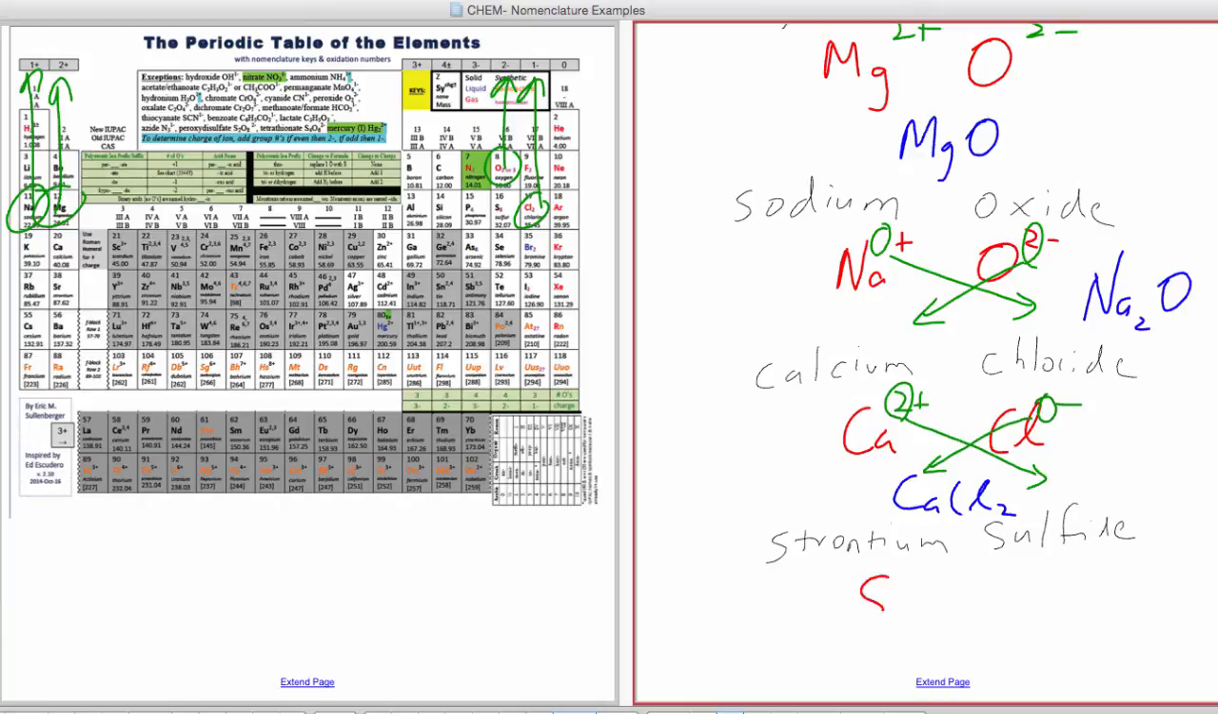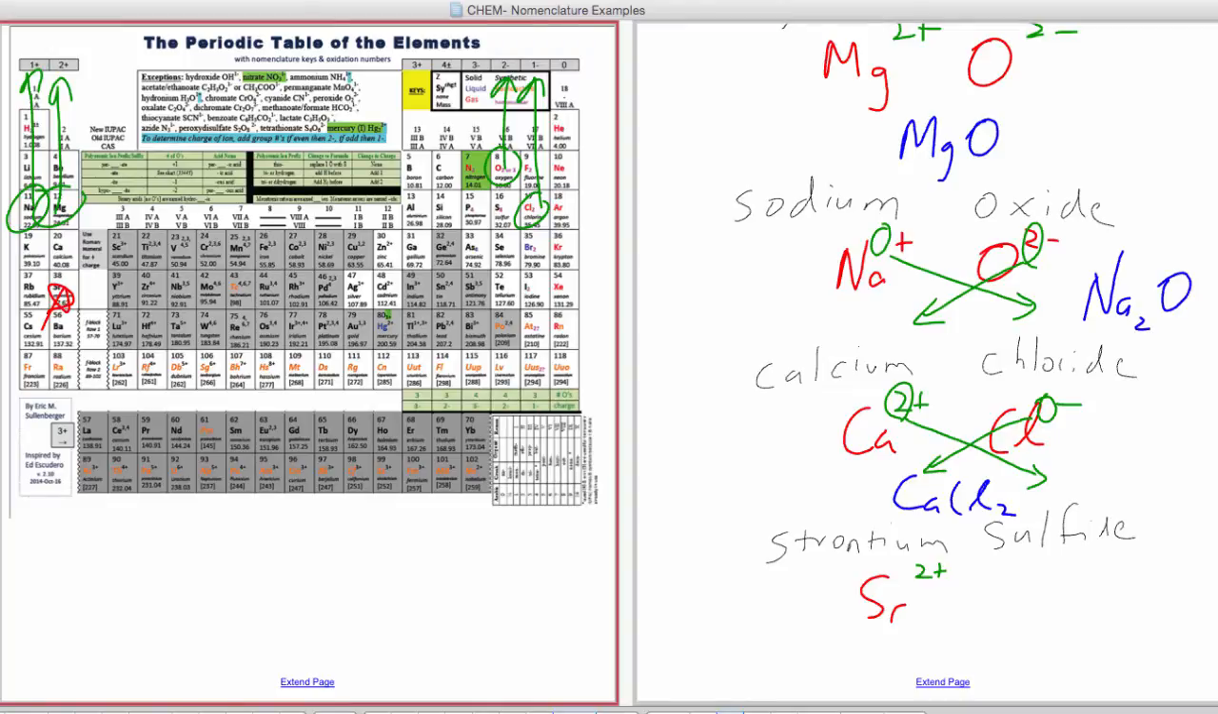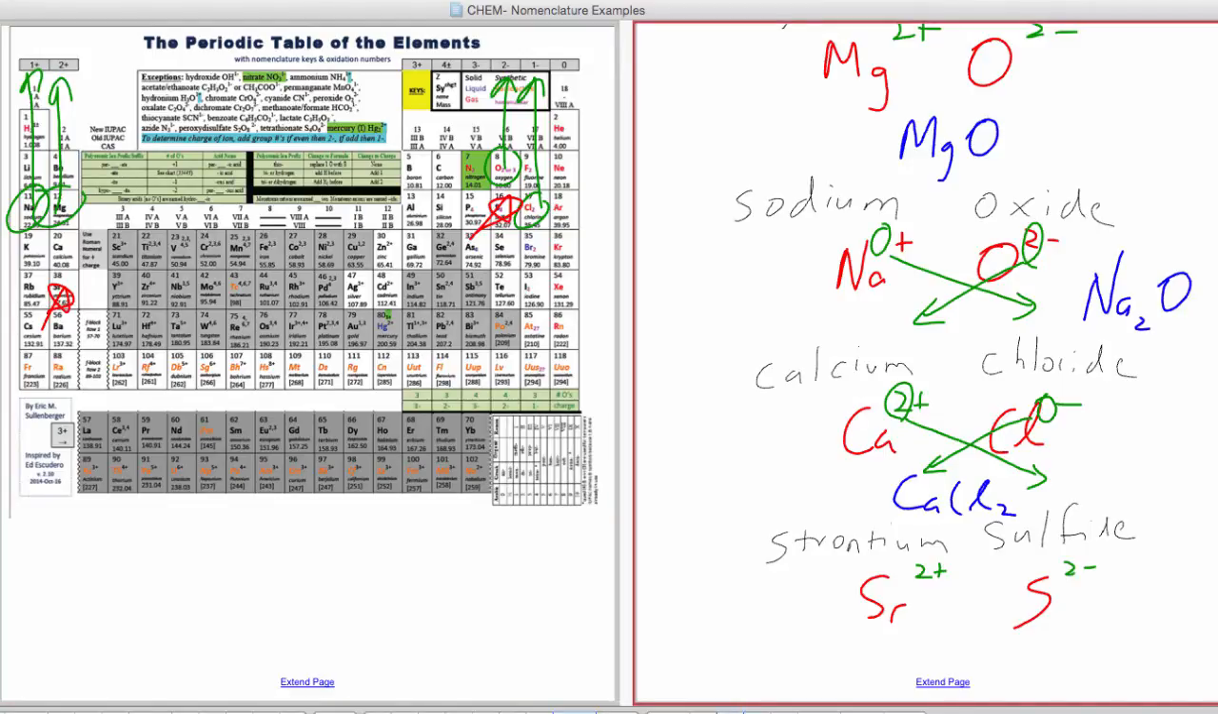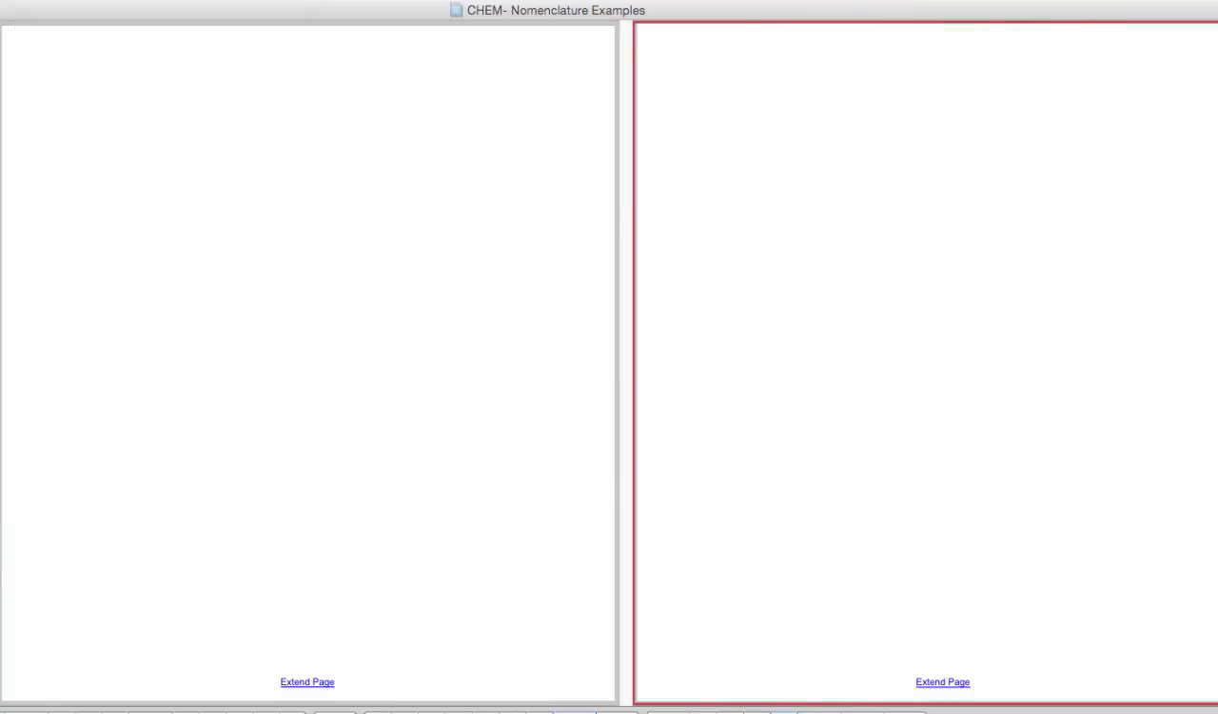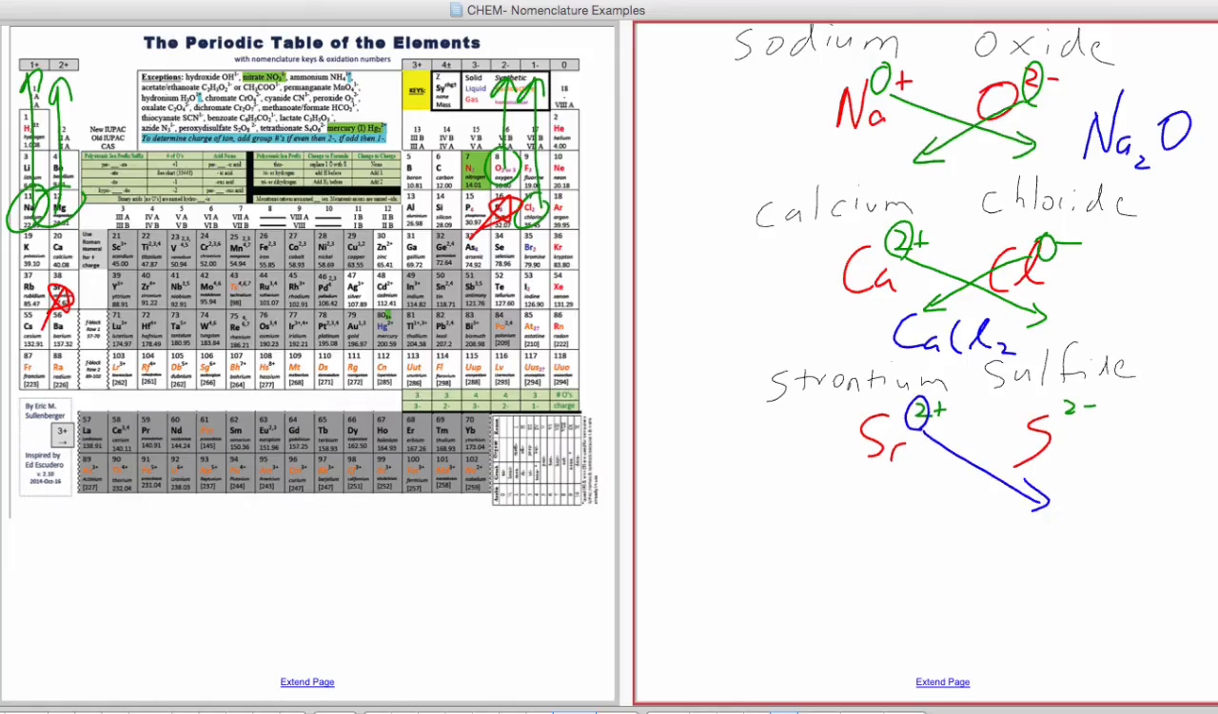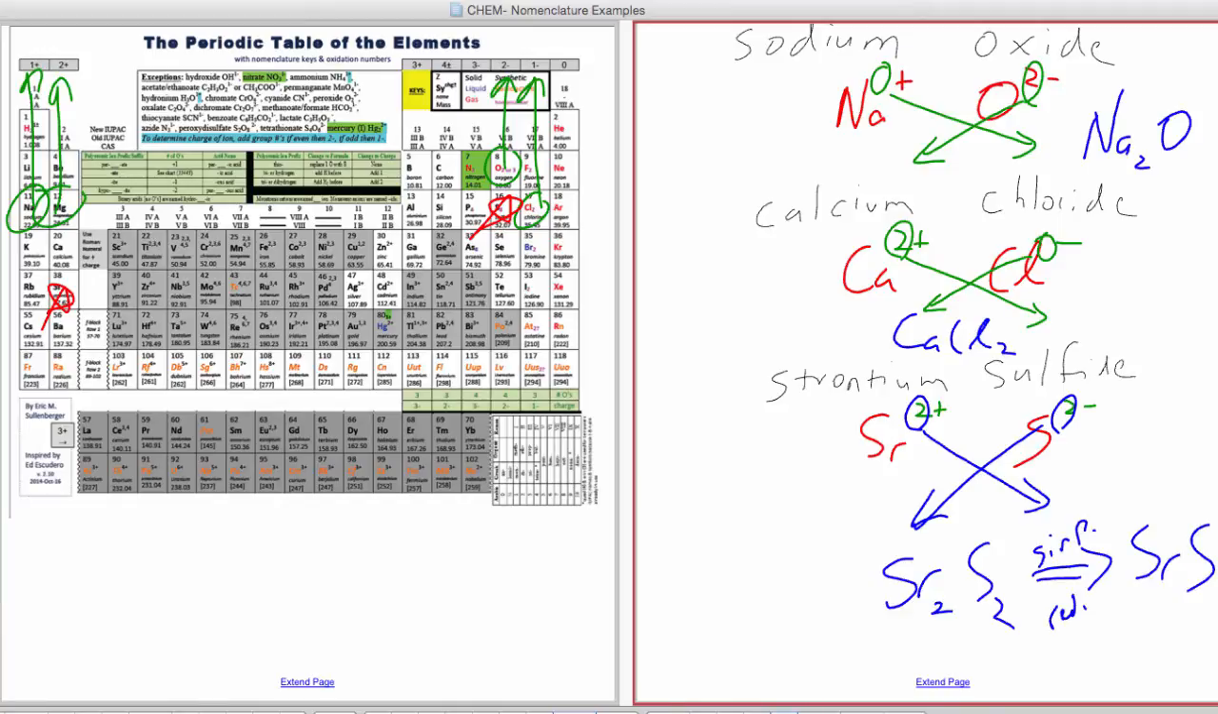So the last example I have here, strontium, Sr, it has a 2+ charge. It's underneath calcium there. And then sulfide is sulfur, it's an S, it's here on the periodic table, and it has a 2- charge. You can see already that if we take these two, we are only going to need one of each. But if we do the crisscross thing, we end up with Sr2S2, and that one can simplify or reduce down to SrS. As long as you make sure it can't simplify or reduce, you'll always get it correct with the crisscross rule. Always works.